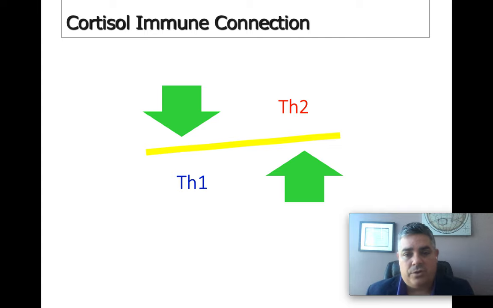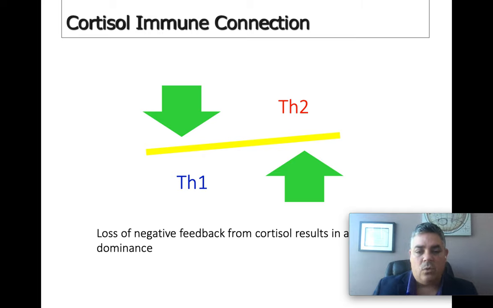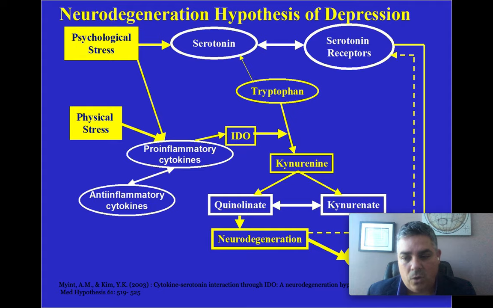We also know that cortisol imparts a certain sort of specific regulation on the immune system. So when cortisol levels are high, we tend to be Th2 dominant. And when cortisol levels are low, we tend to be Th1 dominant. Now remember, these are T helper cells, and we talked about this. These are specialized CD4 cells within the adaptive immune system that confer certain predispositions within the immune response. So depending on the state of the HPA axis, we can push patients into one type of immune predisposition or another, and that loss of negative feedback from cortisol results in the dominance of one side of the immune system or the other.